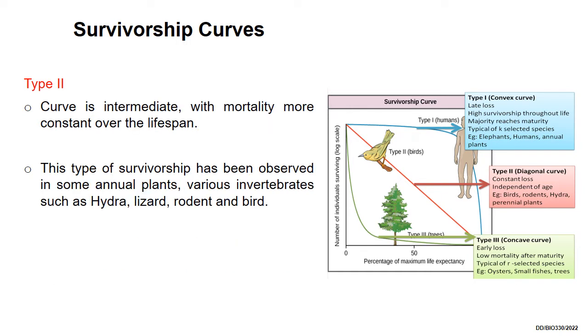Type 2 curve is intermediate, with mortality more constant over the lifespan. This type of survivorship has been observed in some annual plants, some invertebrates such as hydra, and it also can be found in lizards, rodents, and birds.